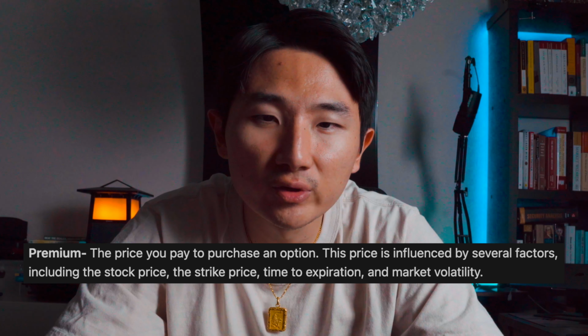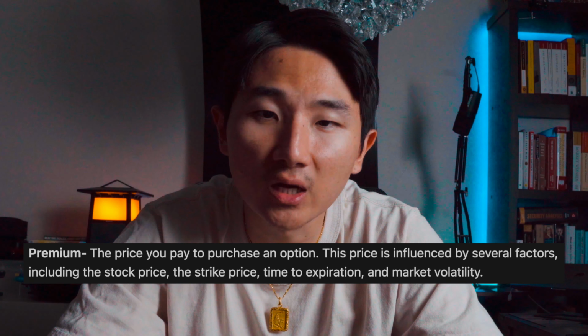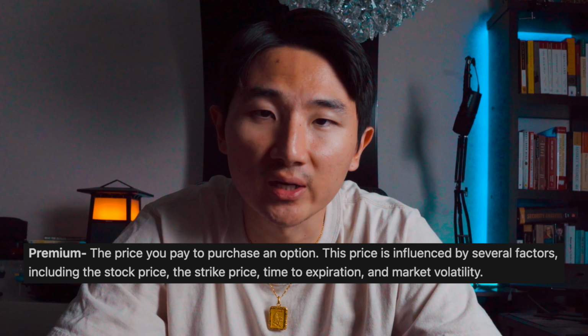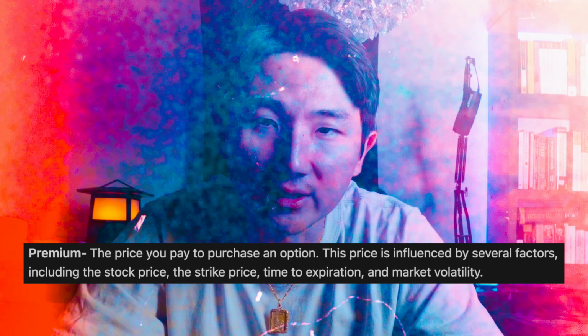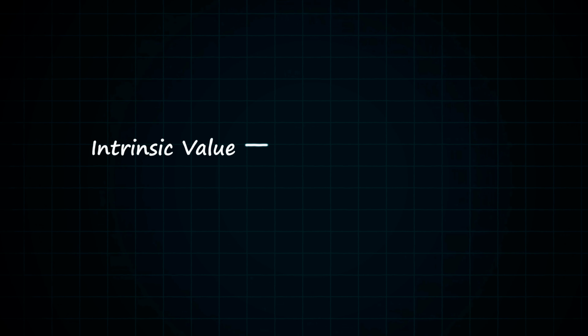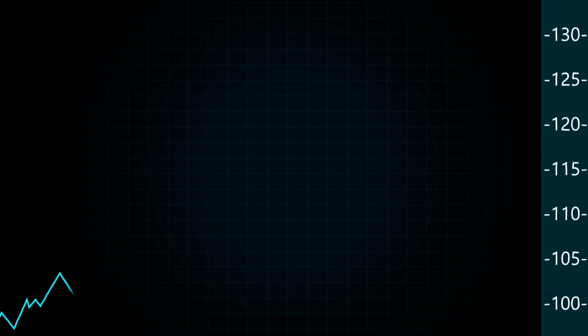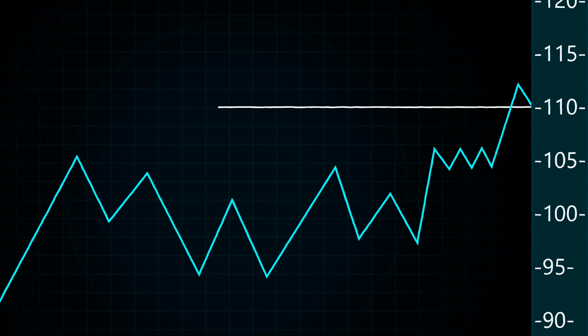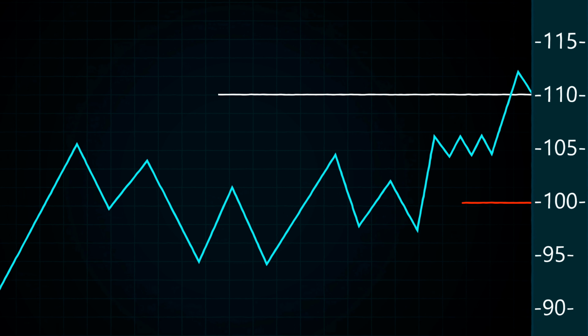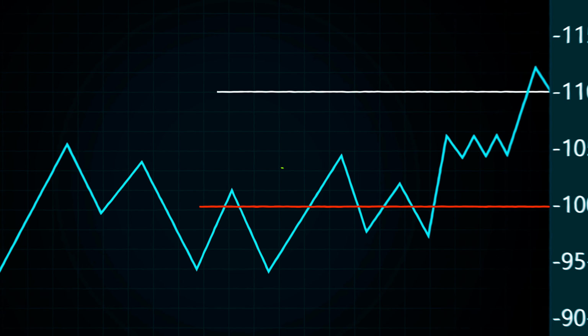This price is influenced by several factors, including the stock price, the strike price, time to expiration, and market volatility. The intrinsic value is the difference between the stock price and the strike price, assuming the option is profitable. For instance, if a stock is trading at $110 and you own a call option with a $100 strike price, the option's intrinsic value is $10. The extrinsic value is a portion of the option's price that isn't explained by intrinsic value. This is also known as time value, as it reflects the potential for the stock to move in your favor before the option expires.